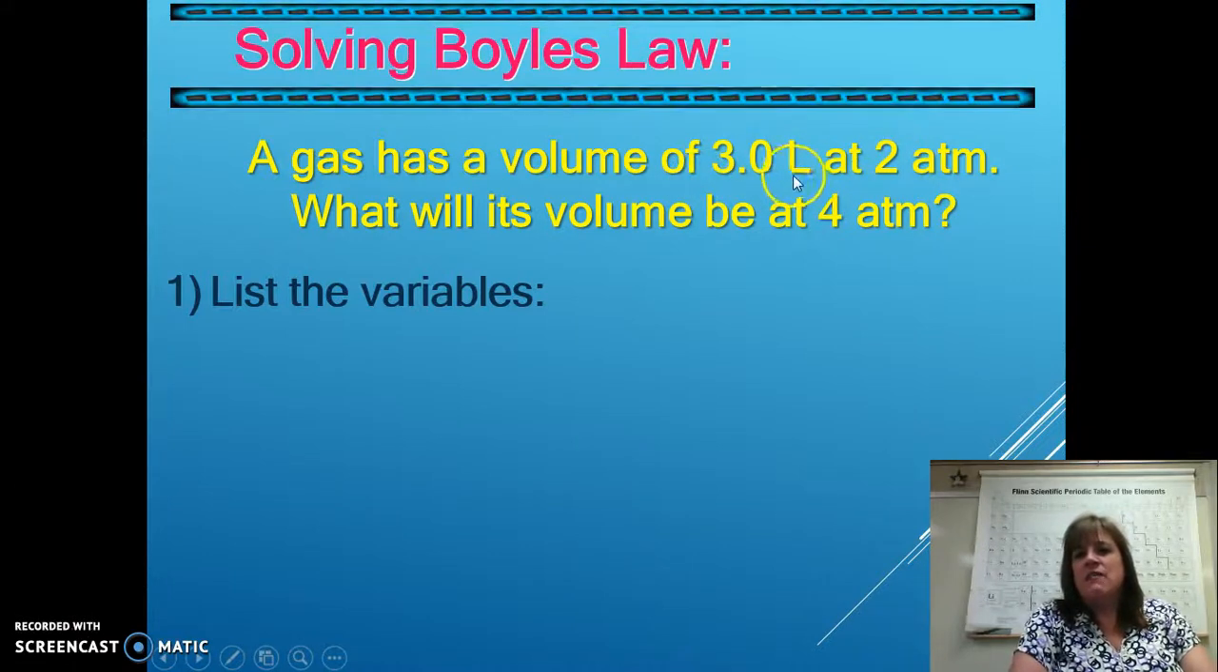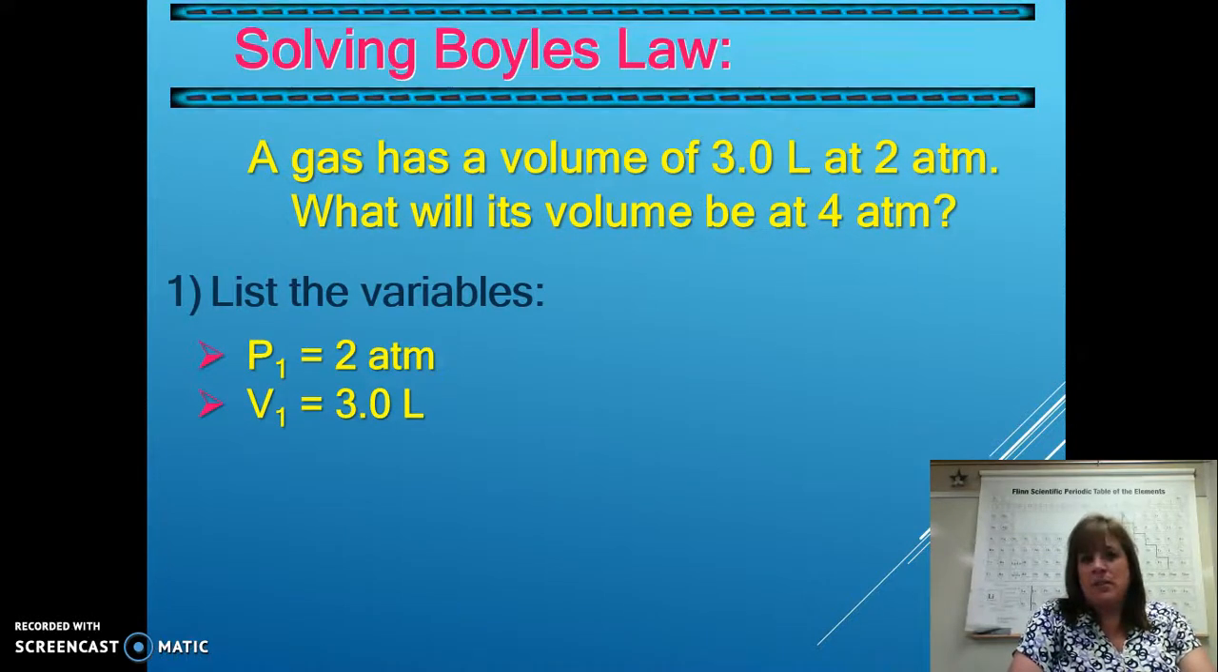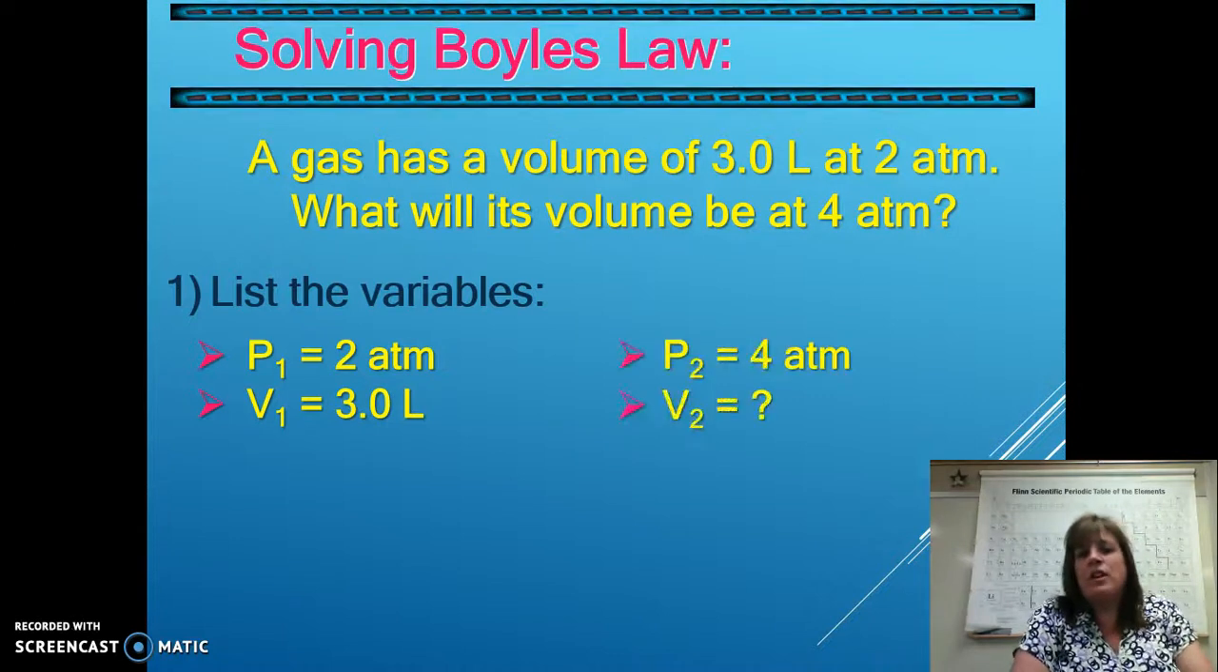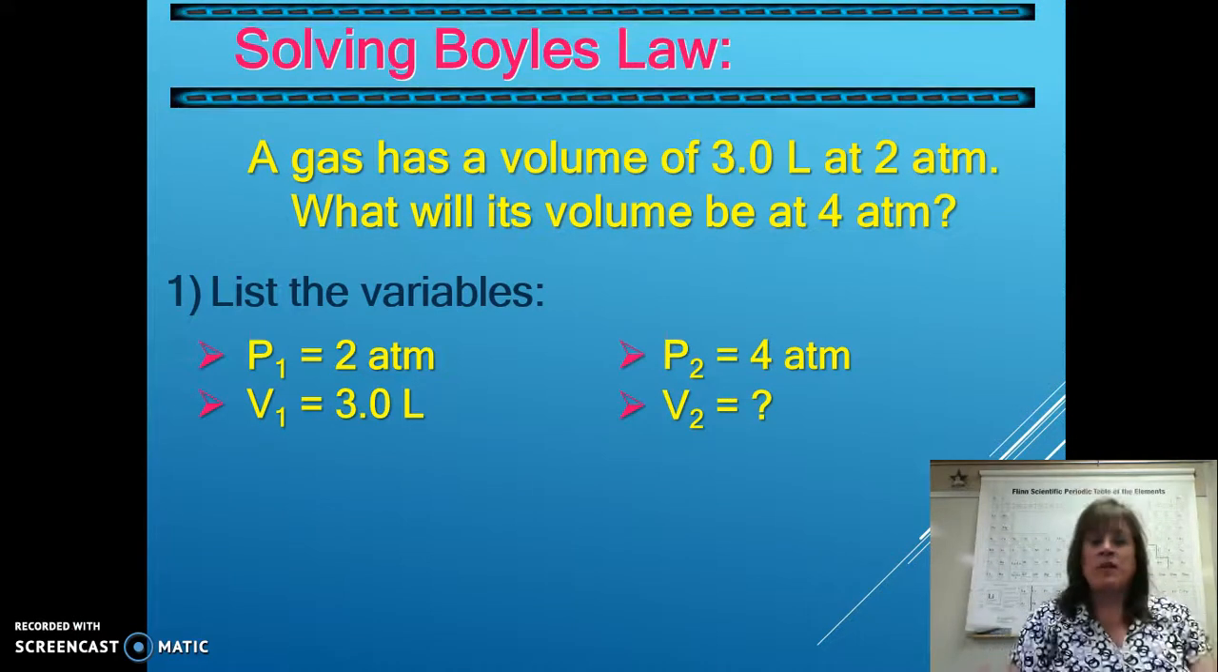This links our volume and our temperature together. So this here is one condition. So our P1 is 2 atmospheres and our V1 is 3 liters, which means that our other pressure is our second pressure. So our P2 is 4 atmospheres, and I want to know what the volume is. Well, this is Boyle's Law.